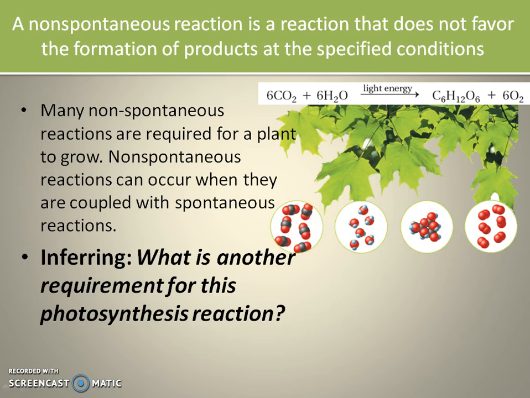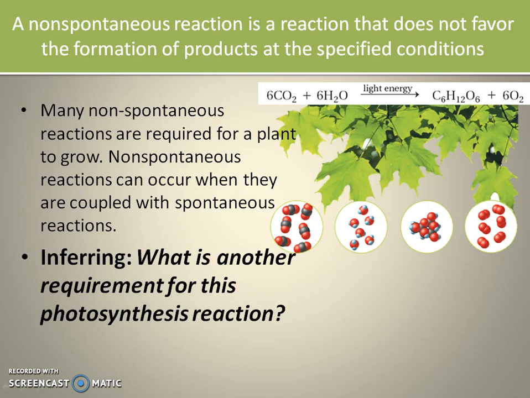So many non-spontaneous reactions are required for a plant to grow. Non-spontaneous reactions can occur when they are coupled with spontaneous reactions. And we're going to talk a little bit more about coupled, I believe at the very, very end of section 7. There's an extra video, like a closing video, and it talks about these coupled reactions, how one reaction has to be coupled with another one.